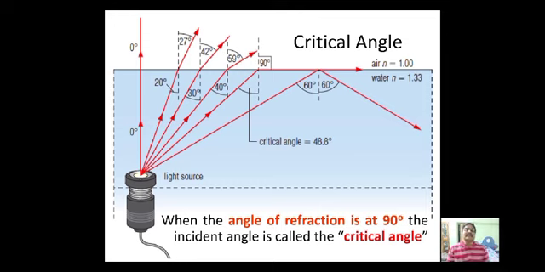Here the diagram shows the critical angle and total internal reflection. Here the critical angle is 48.8 degrees, at which the angle of refraction is 90 degrees. If we try to increase the angle of incidence greater than 48.8 degrees, then what will happen? All the energy will be reflected back within the same medium. Here the angle of incidence is 60 degrees, and we can see that all the rays are reflected within the same medium. This is the total internal reflection.